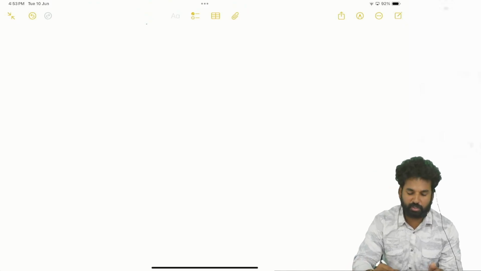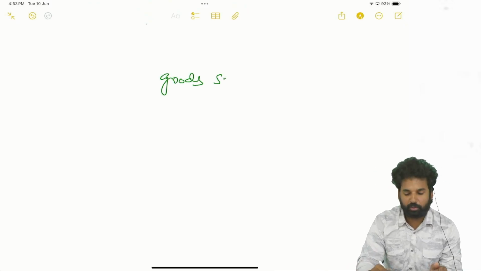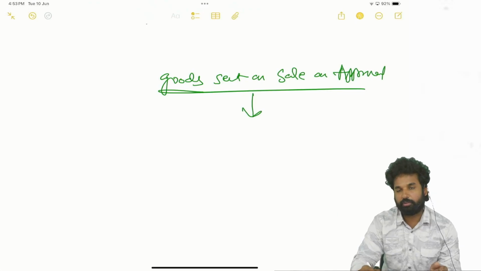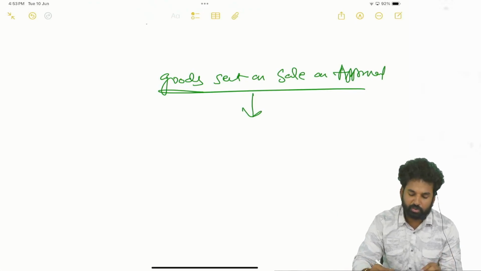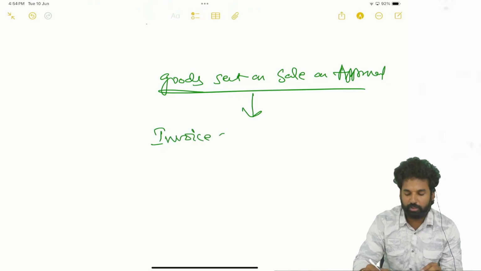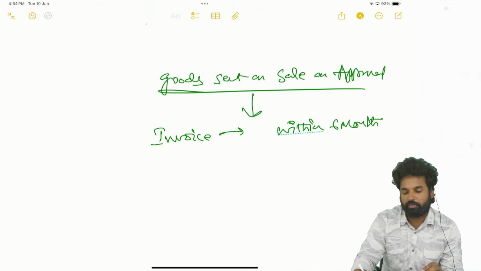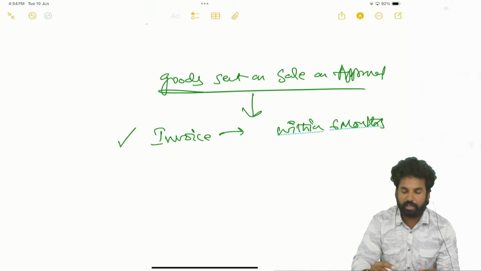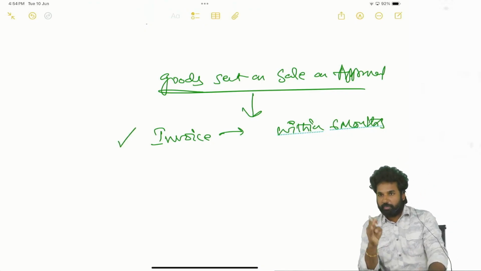Right. So in such cases, if the goods are sent on sale on approval basis, goods will be sent, those will be tried. If they like it, the sale will be materialized. In such cases, the invoice shall be issued within 6 months. If the sale has to materialize, and it is materialized within 6 months, then when the sale is materialized, the invoice has to be issued.